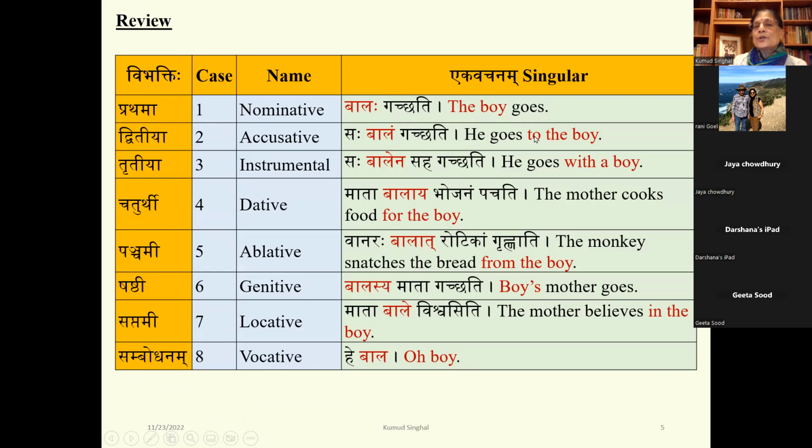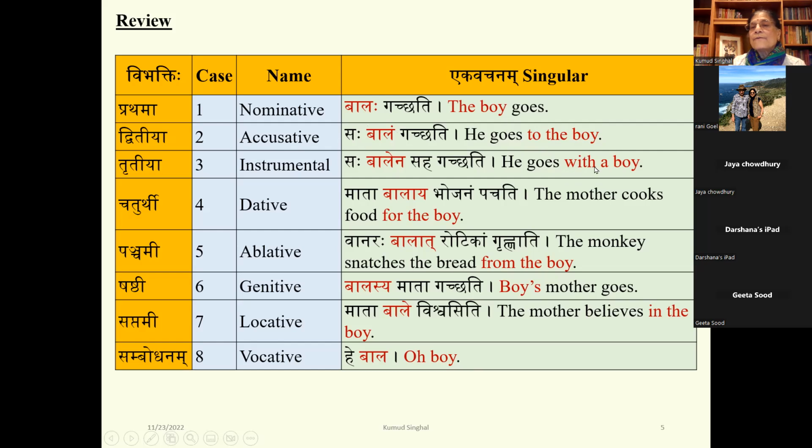He goes to the boy. So to the boy will be in the Dutiya Vibhakti, accusative case. So the form for to the boy is Balam. Saha is a pronoun meaning he. Saha Balam Gachati. He goes to the boy.